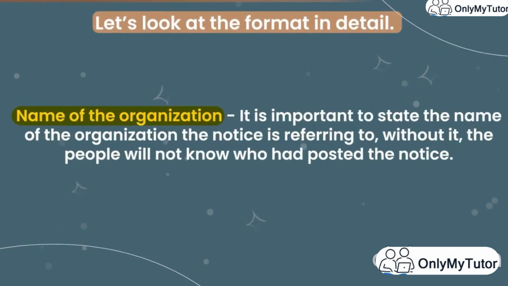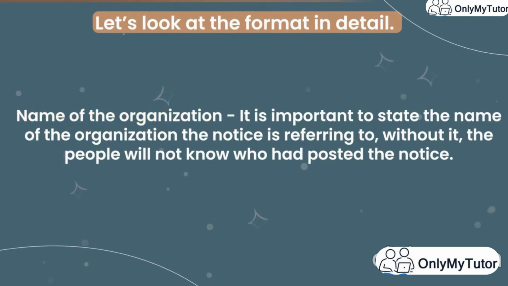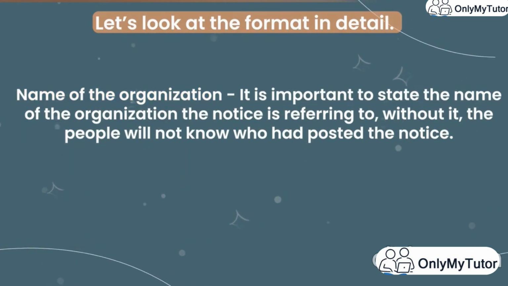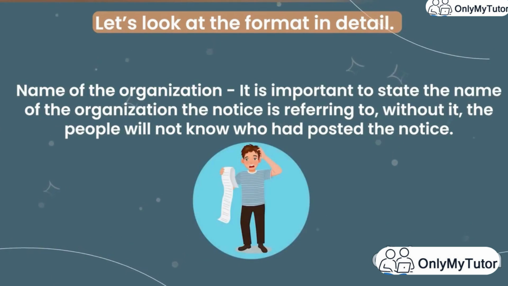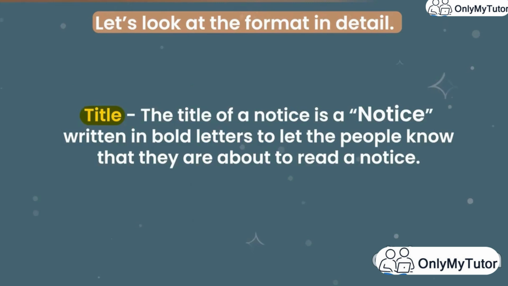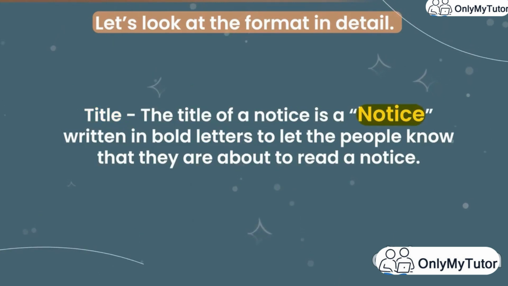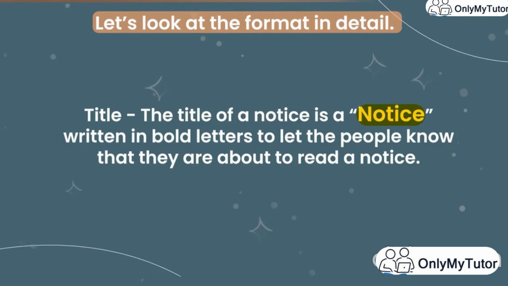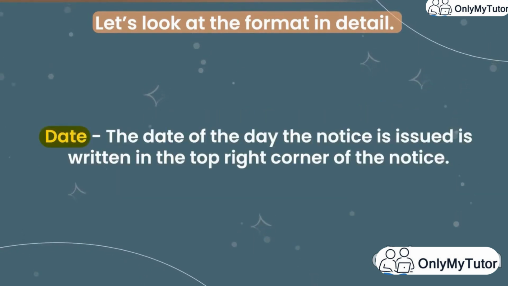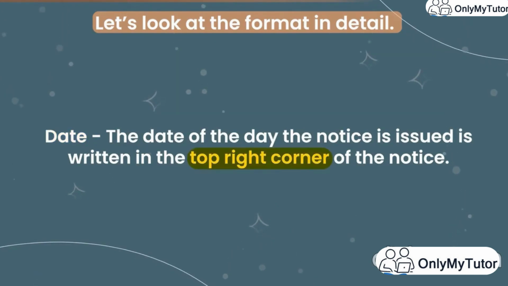Name of the organization. It is important to state the name of the organization the notice is referring to. Without it, the people will not know who had posted the notice. Title. The title of the notice is a notice written in bold letters to let people know that they are about to read a notice. Date. The date of the day the notice is issued is written on the top right corner of the notice.